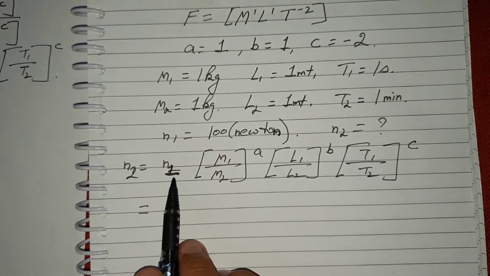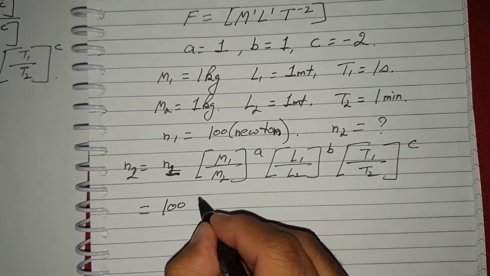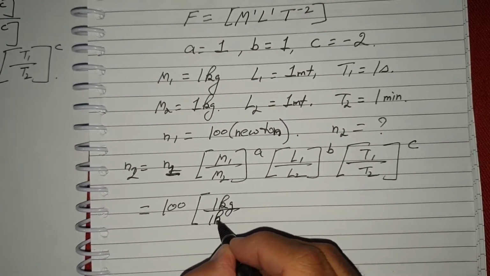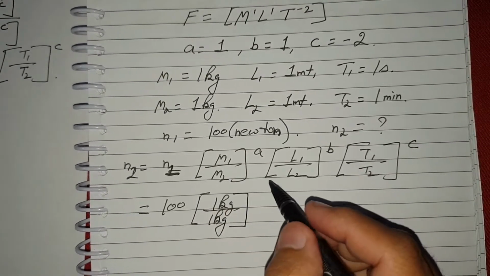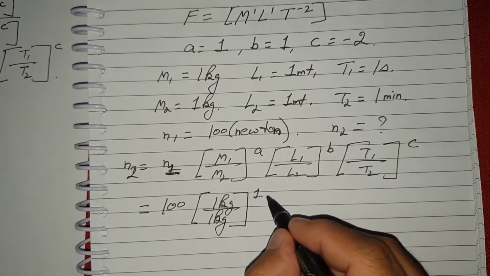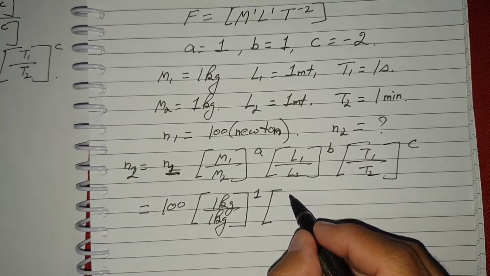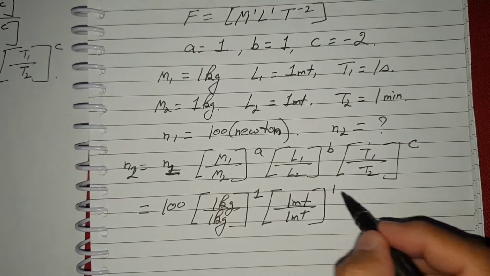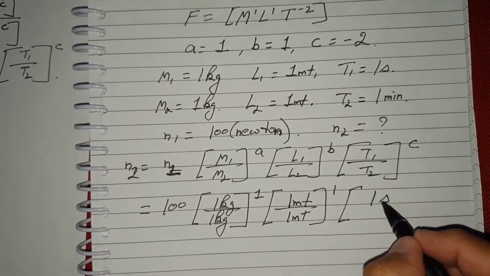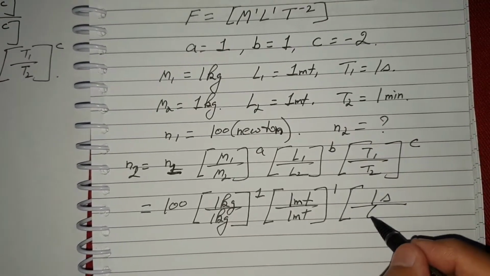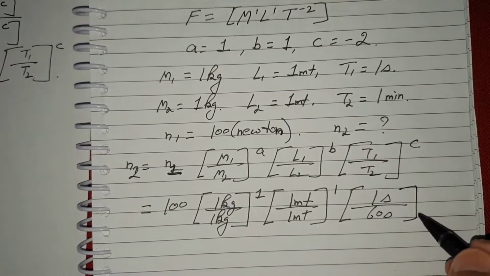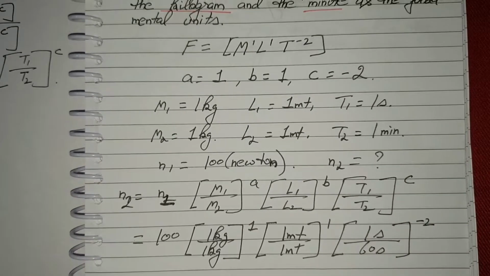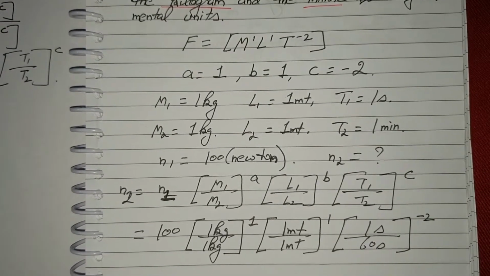So N2 equals N1 times this. Now N1 is 100 Newton. M1 is 1 kg, M2 is also 1 kg. Now what is A? A is 1. We know L1 is 1 meter, L2 is 1 meter. T1 is 1 second, T2 is 1 minute, which is 60 seconds, and this is to the power -2. You can check the values of ABC. C is -2.